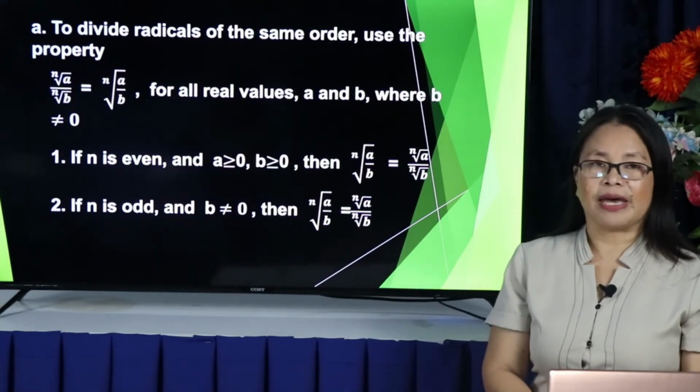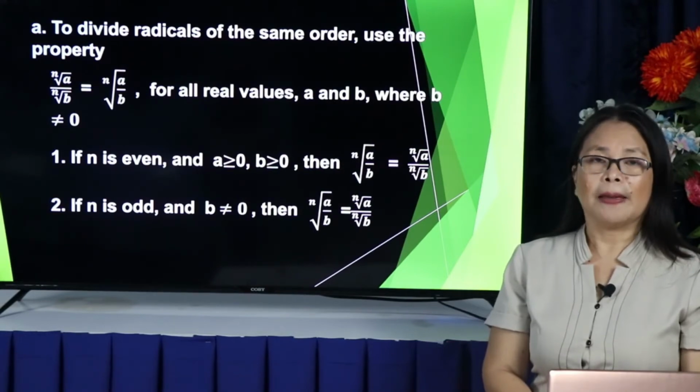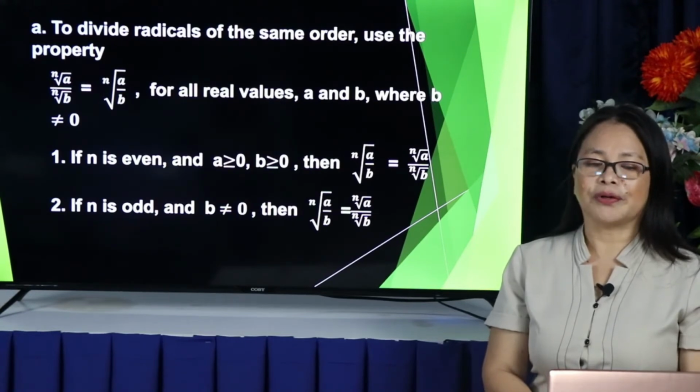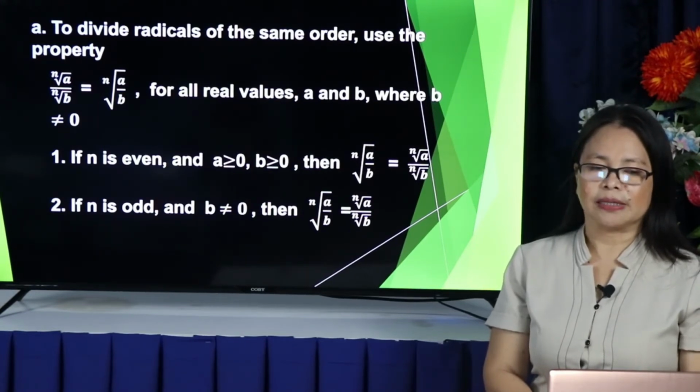If n is even and A is greater than or equal to 0, B is greater than or equal to 0, then the nth root of A over B is equal to the nth root of A over the nth root of B.